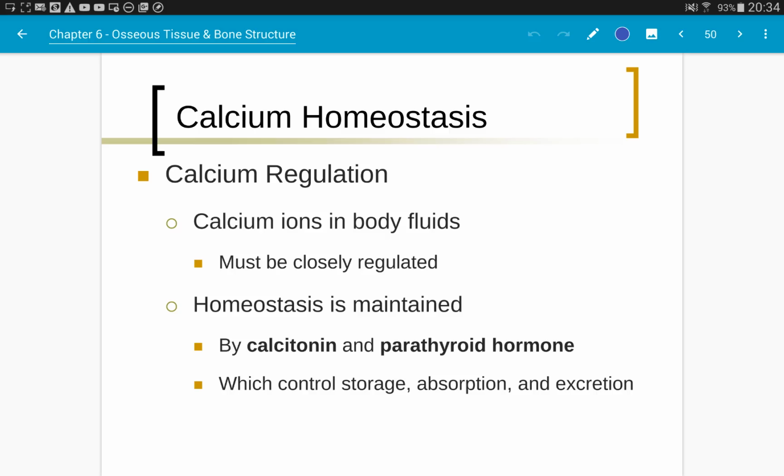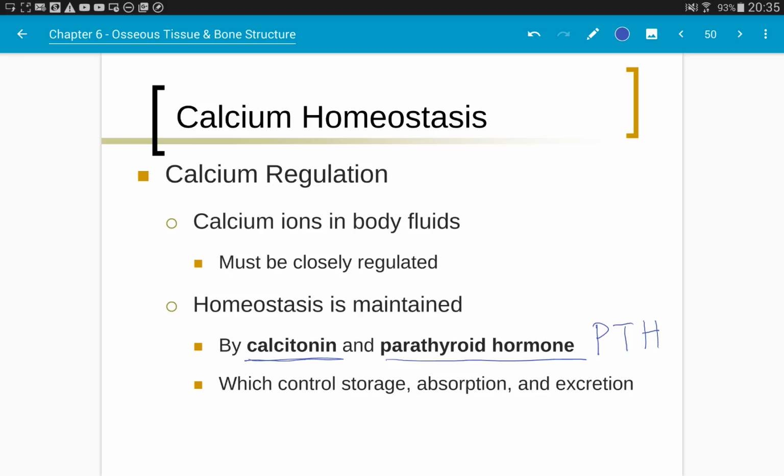Okay, so calcium is regulated by two very important hormones, calcitonin and parathyroid hormone. Very frequently, parathyroid hormone is abbreviated PTH, makes life a lot easier. So as I mentioned before, calcium levels need to be very carefully monitored. They have to be at a very narrow range. And so our body has to have a way to maintain blood calcium homeostasis for all of those vital functions we mentioned on the previous slide.